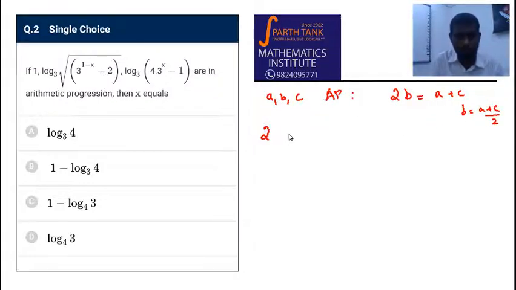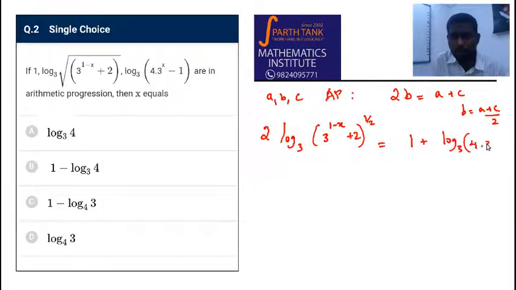So if we write it in this form, this whole thing can be written as log base 3 of (3 power 1 minus x plus 2) the whole power half, right? And on the other side, a plus c, a is 1 plus this is log base 3 of 4 times 3 raised to x minus 1. Remember this is not 4.3 power x, it is 4 times 3 raised to x. Now by power rule the half comes in front and gets cancelled with the 2, right? So I have log of 3.